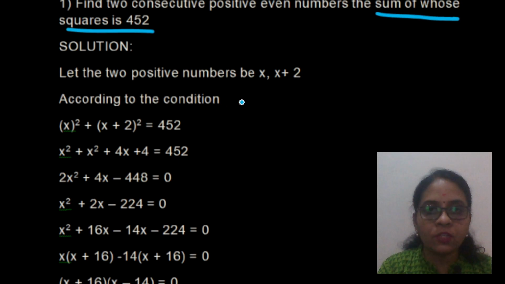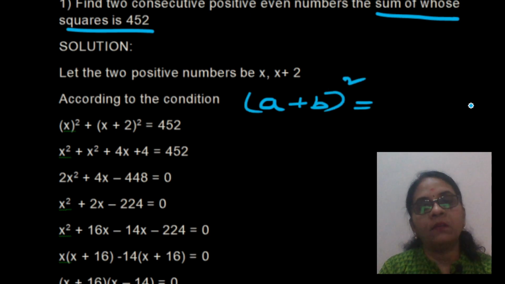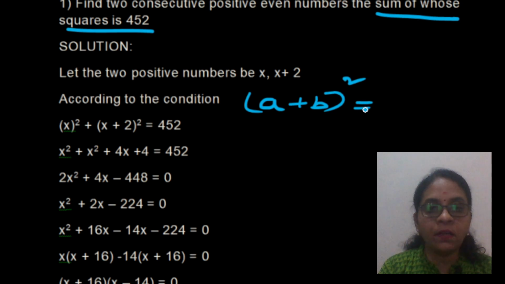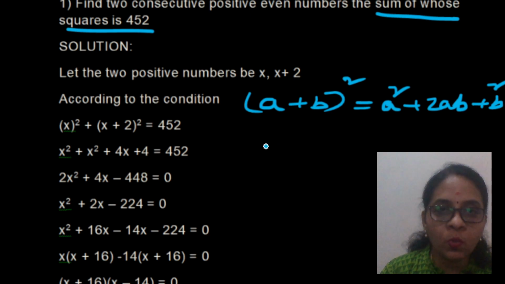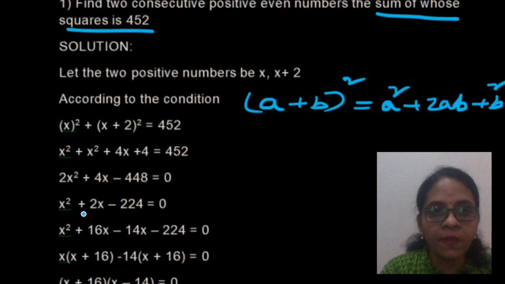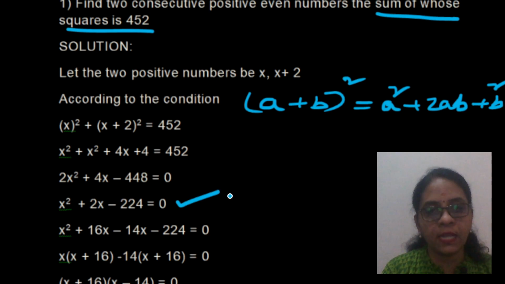You all know expansions. What is a plus b whole square, children? It is a really basic algebraic formula. Everyone down the lane remembers this formula. a plus b whole square is a square plus 2ab plus b square. So using the same thing, we have this simplified equation, which is x square plus 2x minus 224 is equal to 0.